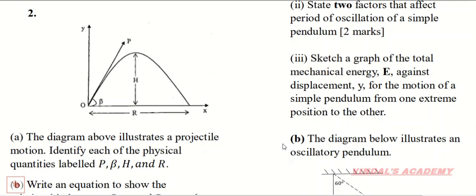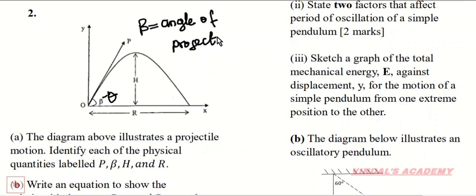Okay, look at the number 2 question. Number 2 is saying that the diagram above illustrates a projectile motion. Identify each of the physical quantities labeled P, beta, H, and R. All right, I'm going to do this one at this point. This beta, whatever they call it, is called the angle of projection.